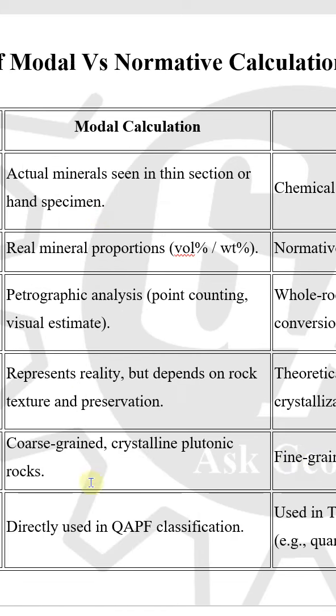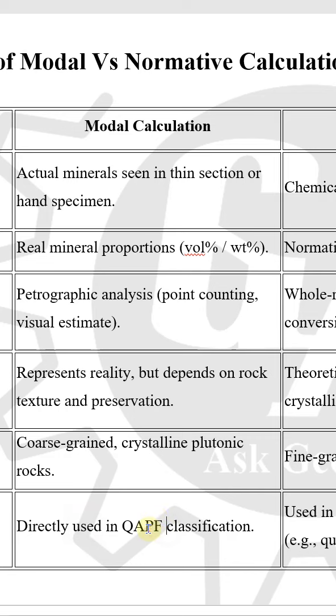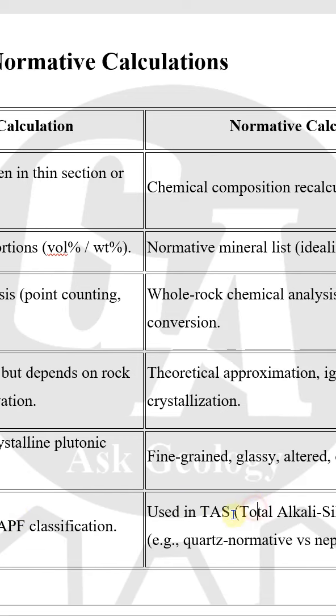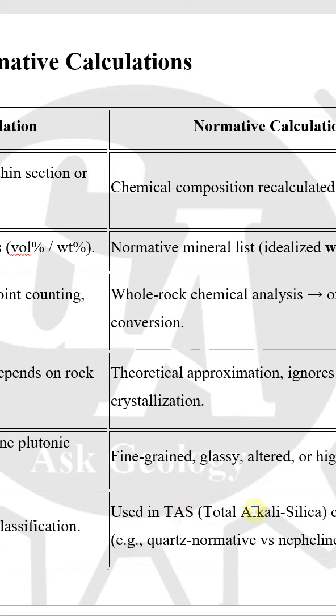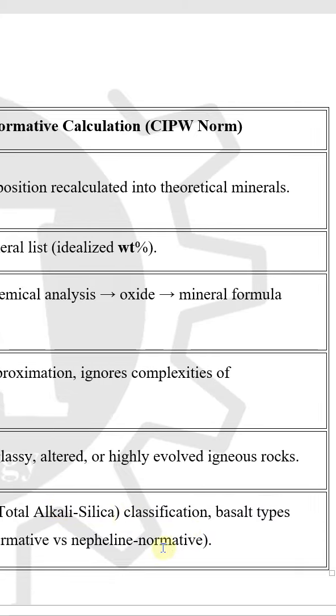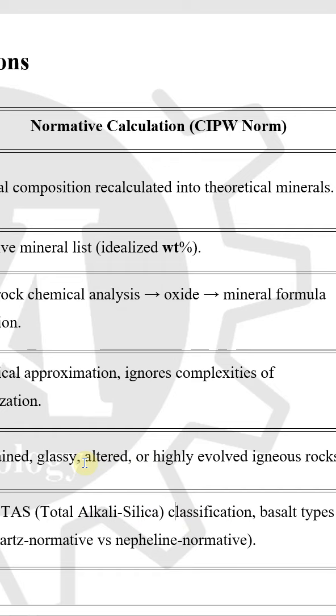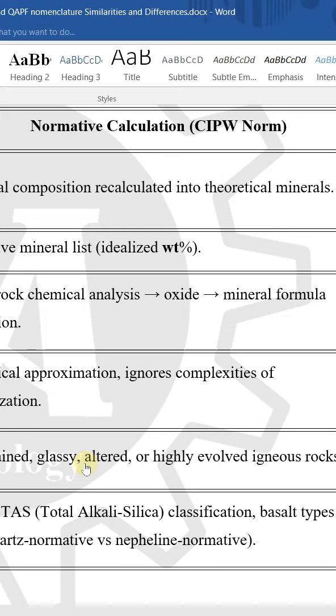In modal calculation, an example you can see is the QAPF classification, but in normative classification we can see the TAS, total alkali silica classification, and different types of basalt classification; those are normative classifications. This is basically the quantitative classification of your igneous rocks. Both modal calculation and normative calculation are being utilized. Thank you.